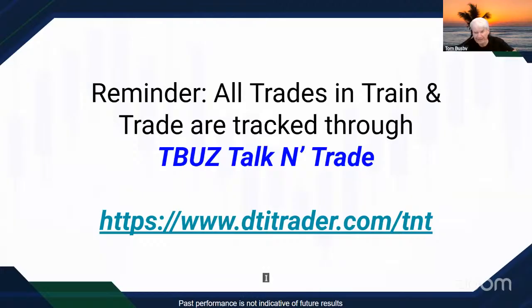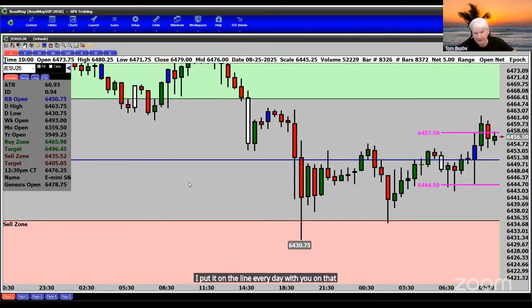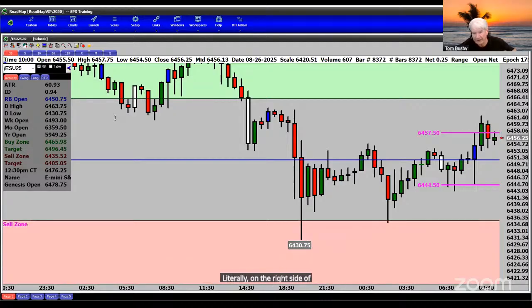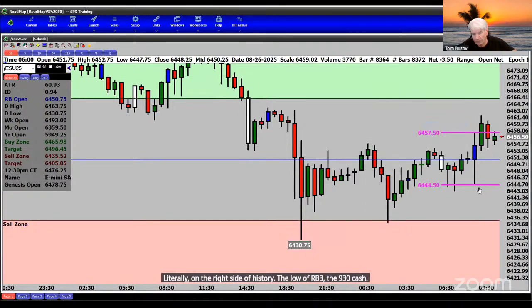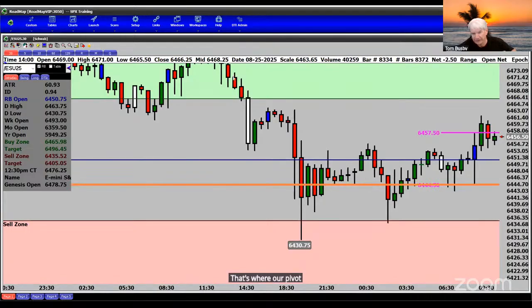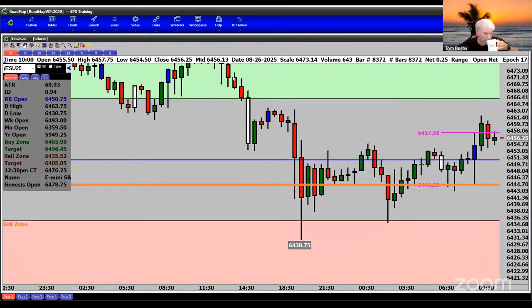I put it on the line every day with you on that pivot number, folks. He's going to draw the pivot and show it to you, just how it kept you literally on the right side of history. The low of RB3, the 930 cash, was 64.44. Guess where our pivot number was? 64.45. I'd say that was a perfect pivot for today. Isn't it nice to play from the right side of the ballpark? That's what I try to do with my pivot number every day.